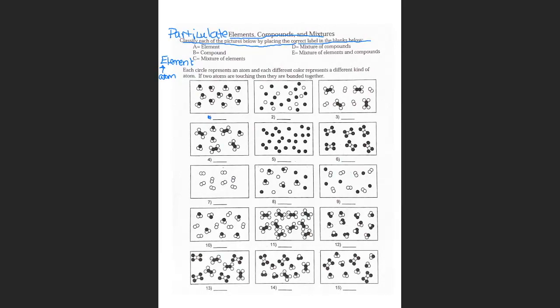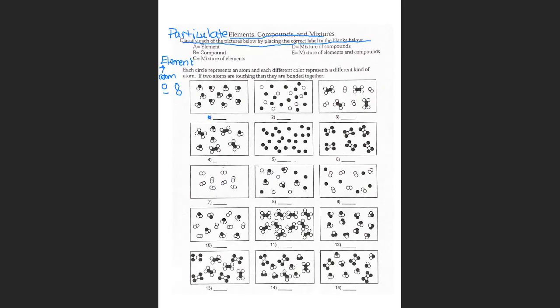As far as the picture is concerned, as long as you have a single circle with one color, that will be an element. But this element is called a monoatomic element because you only have one atom. Sometimes you have elements that are made up of atoms that are combined together. So we have monoatomic elements, and we also have what are called diatomic elements. Diatomic elements tend to exist in pairs in nature, bonded together.